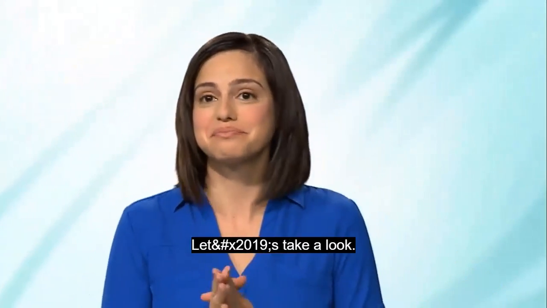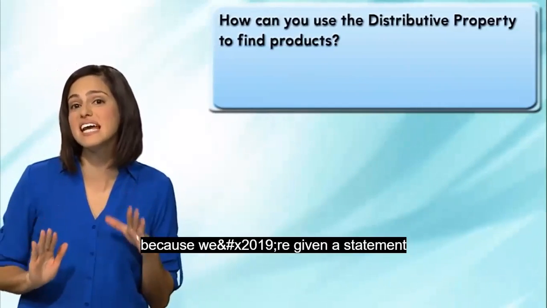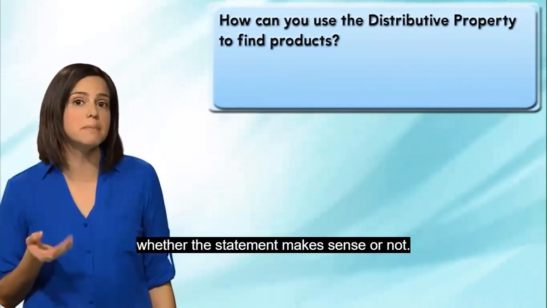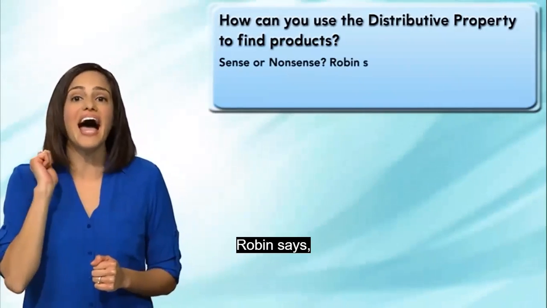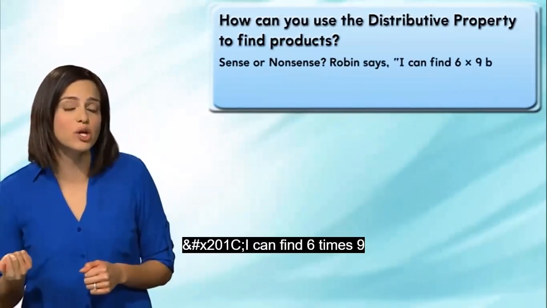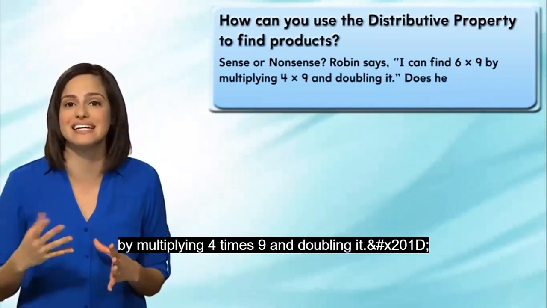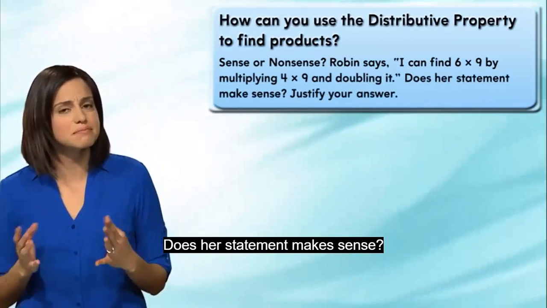Let's take a look. Now, this is a neat challenge because we're given a statement and it's our mission to decide whether the statement makes sense or not. Robin says, I can find 6 times 9 by multiplying 4 times 9 and doubling it. Does her statement make sense?